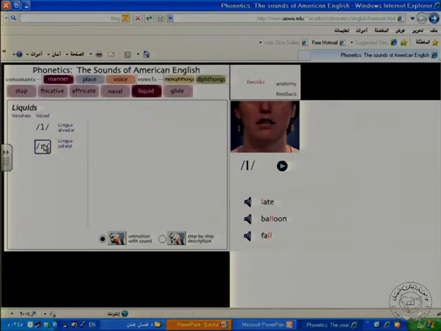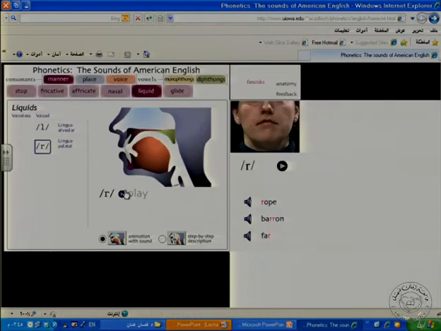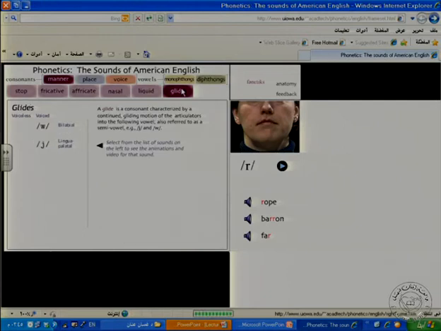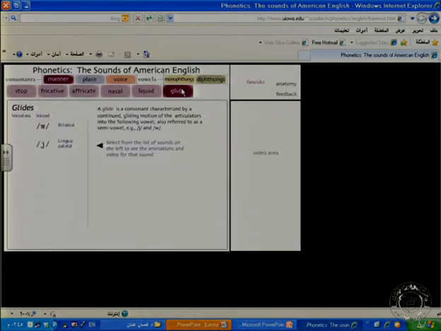And the second one is r, r. There is a curve of the mouth up, and there is a complete closure, and air goes out of the oral cavity. And the last is glides. We have two sounds: w and y.